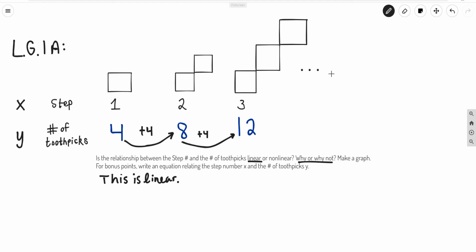We also are going to make a graph. I should have a point at 1 comma 4. So perhaps I'll label this as 1, 4. This is 2, 8. And 3, 12. 1, 4, 2, 8, 3, 12. And here's my line.